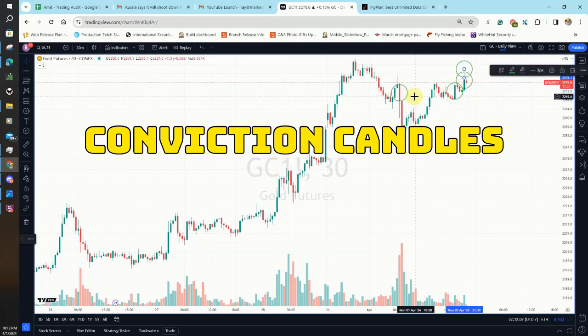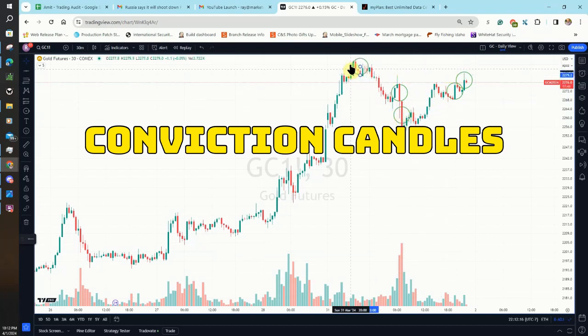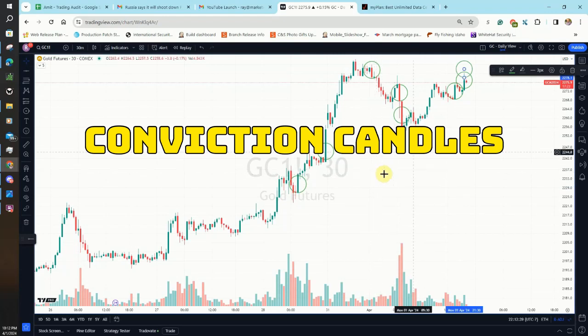Conviction candles are candles that have large bodies but little to no wicks on either end of them. These candles are indications of persistent buying and selling in one direction. These candles are generated by hedge funds, banks, investment institutions. These are the candles that we want to be aware of on the chart because they often provide us opportunities to engage in the market.